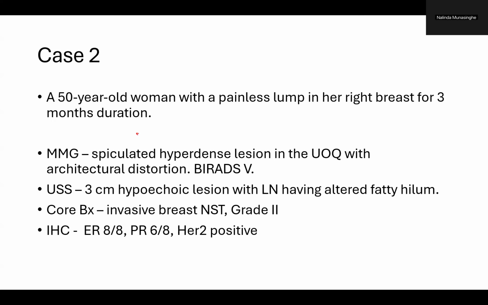So the next scenario is the same patient, but a different tumor, right? A 50-year-old woman with a painless breast lump in the right breast of 3 months duration, and the mammogram showed the same findings. Now this is a 3 centimeter lesion, and the lymph nodes are involved. Ultrasonically, the lymph nodes are involved, with an altered fatty hilum. Core biopsy, same scenario, and now the immunohistochemistry says ER 8, PR 6, and HER2 also positive. So it's hormone positive and HER2 positive. It's a triple positive cancer, right? So now what is the management?